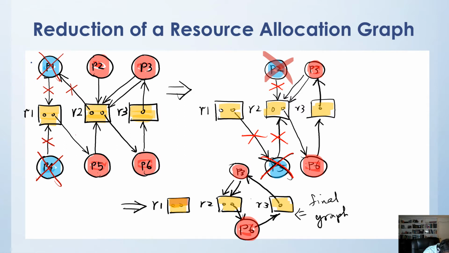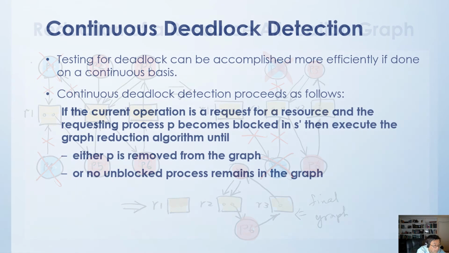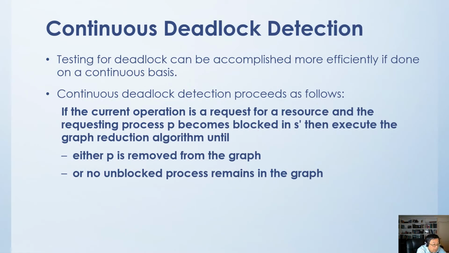So the final graph is deadlocked because you cannot reduce the graph any further. You cannot delete R3 or P3 and P6. So that means this original resource allocation graph is in a deadlock state. Now we know that for a resource allocation graph, we can always use the graph reduction algorithm to test whether it is in the deadlock state or not.